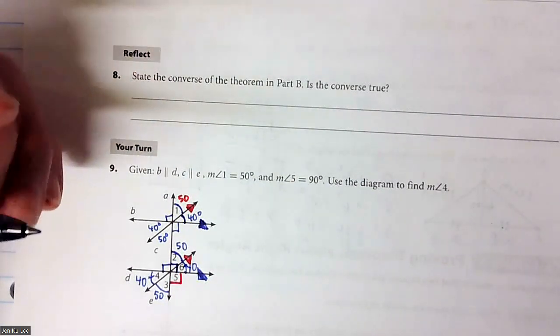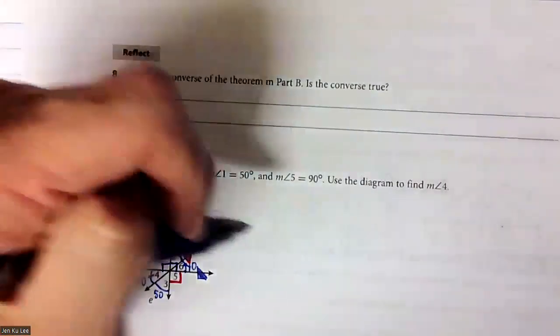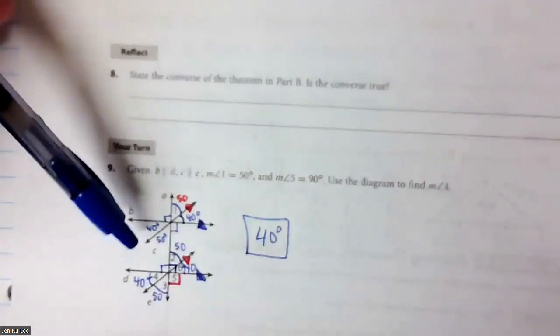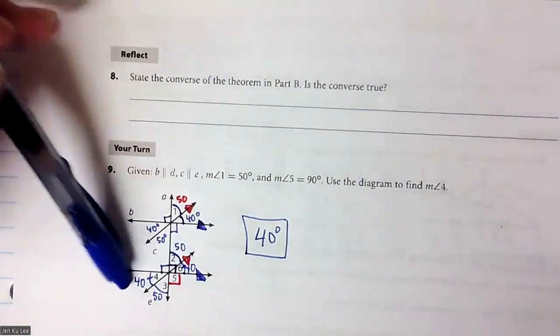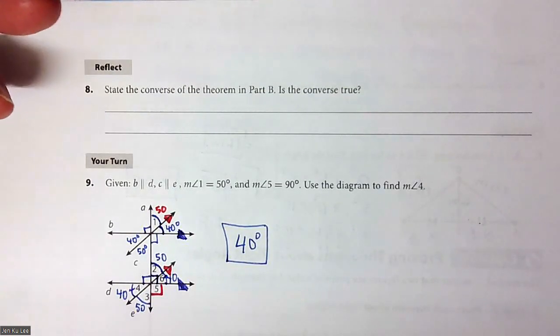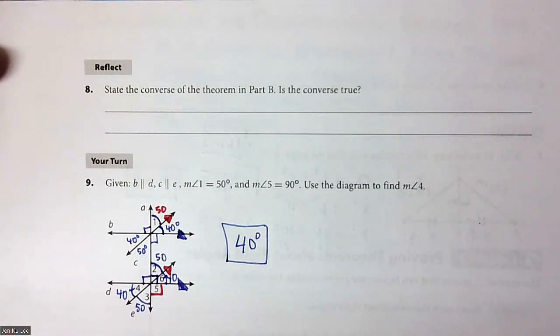So find measure of angle 4. It's 40 degrees. And I'm asking you to do this right now on your homework or on your assignment because come assessment time, it doesn't matter what angle I give you or what angle I'm asking you to find. You're able to figure it out.